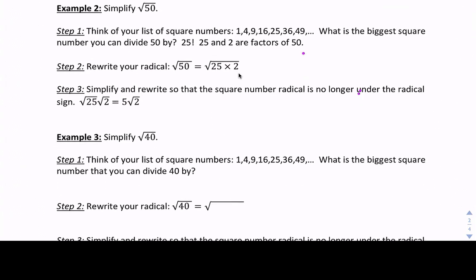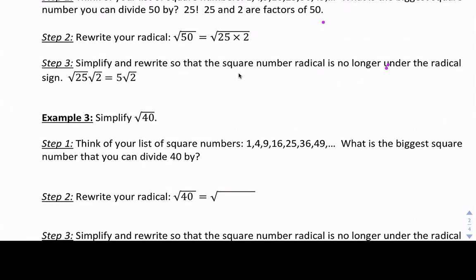So here it is. What if a number is not a perfect square? For example, simplify the square root of 50. So here are the steps. Think of your list of square numbers. What's the biggest square number you can divide 50 by? It's 25. 25 and 2 are factors of 50. They multiply to 50. So you rewrite the radical with the square number first, and then you simplify. The square root of 25 times the square root of 2 is 5 square root of 2.